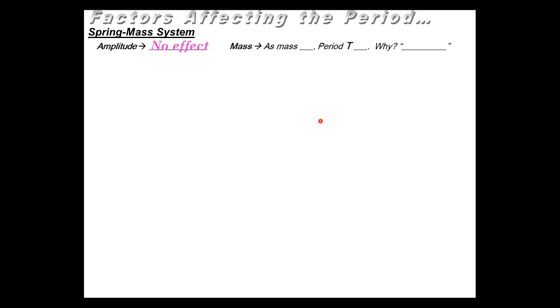Now, what about mass? We put more mass on this thing as the object that's being oscillated back and forth. As the mass goes up, the period goes up, because when you make more mass move with the same amount of force, you have more inertia, and so it's more sluggish, right? So it takes longer to move the object with a bigger mass. That's pretty commonsensical, I believe.